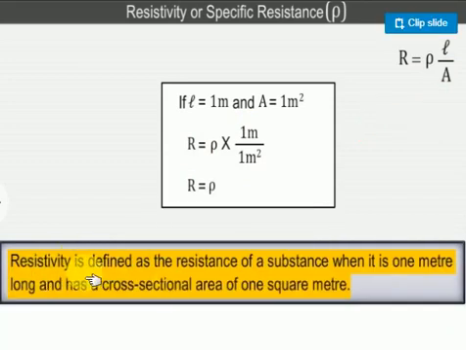So resistivity is defined as the resistance of a substance when it is 1 meter in length and the area of cross section is 1 centimeter square.